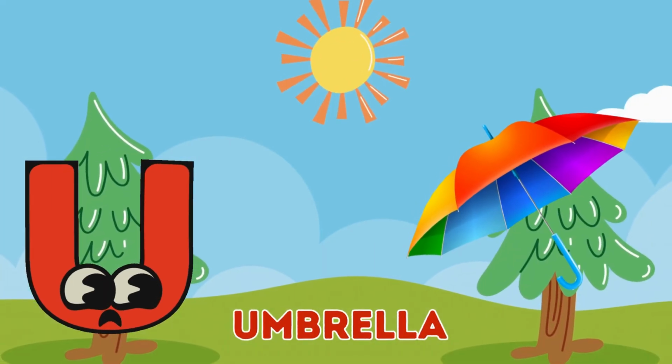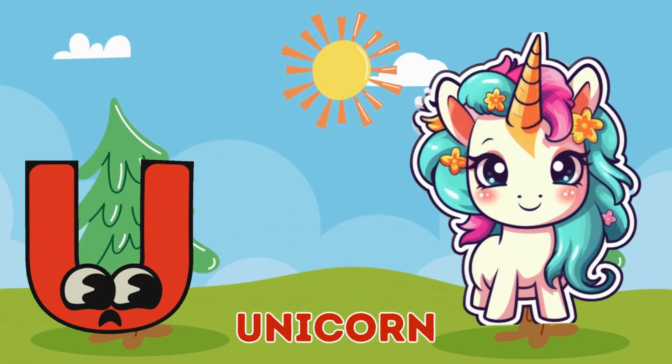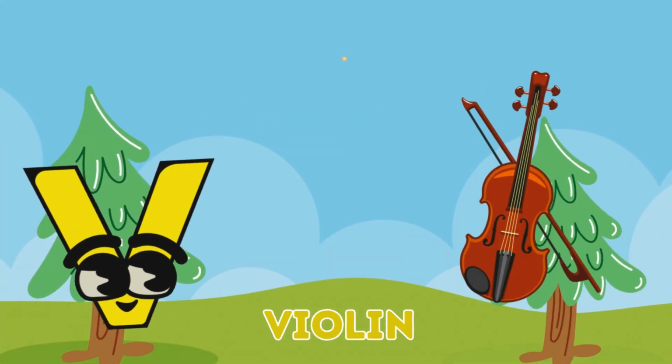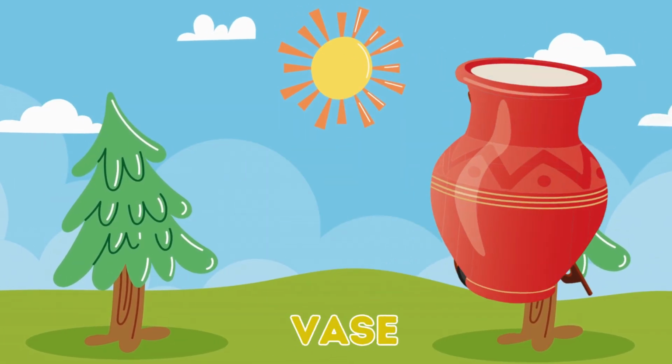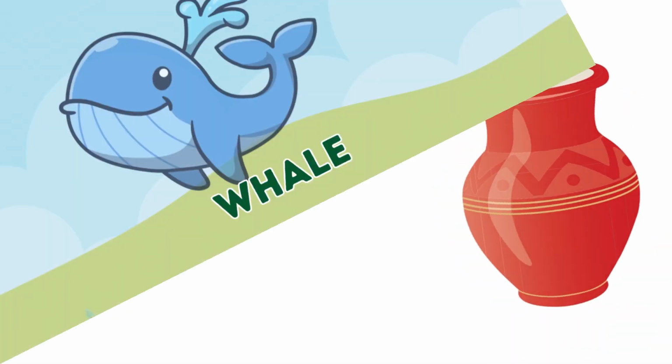U is for umbrella. U is for unicorn. V is for violin. V is for vase.